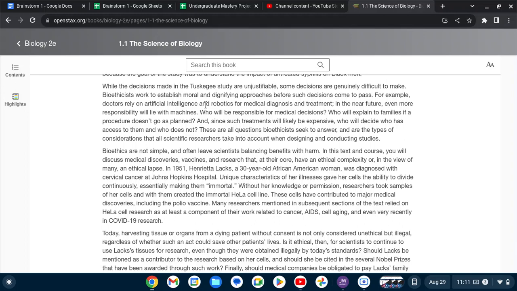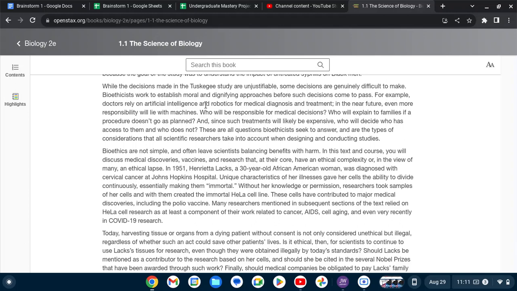For example, doctors rely on artificial intelligence and robotics for medical diagnosis and treatment. In the near future, even more responsibility will lie with machines. Who will be responsible for medical decisions? Who will explain to families if a procedure doesn't go as planned? And, since treatments will likely be expensive, who will decide who has access to them and who does not?